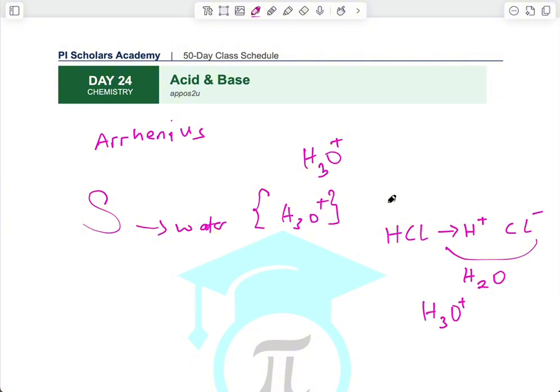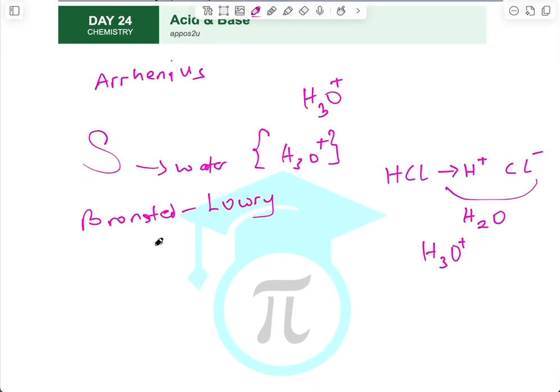However, that is not really enough to define acids. There are other acids that don't behave like this. So we have 2 other definitions that we'll be considering. The second one is the Bronsted-Lowry. I just hope I'm spelling these names correctly. This is the Bronsted-Lowry definition of acid. And what is the definition according to Bronsted-Lowry? Basically, what it says is that an acid is a proton donor.